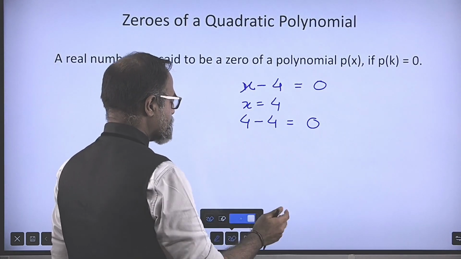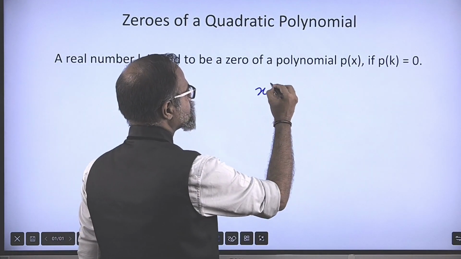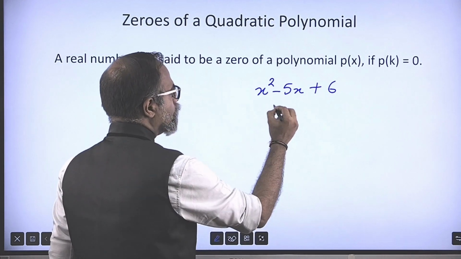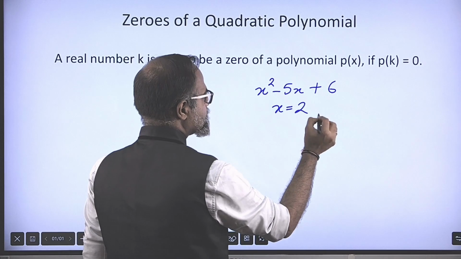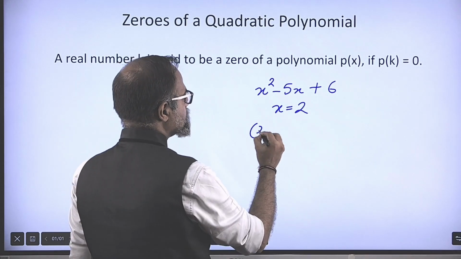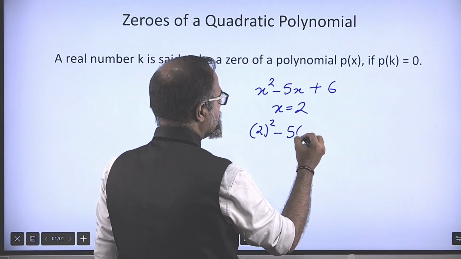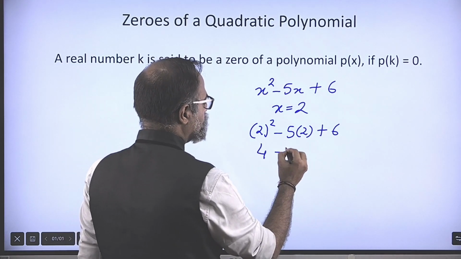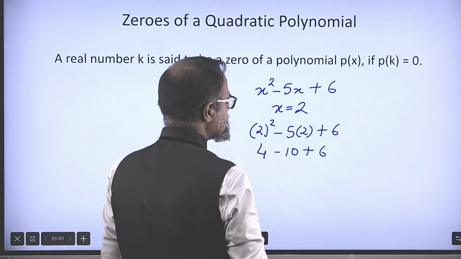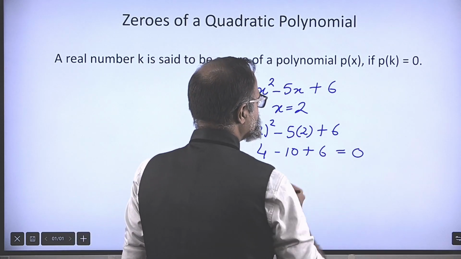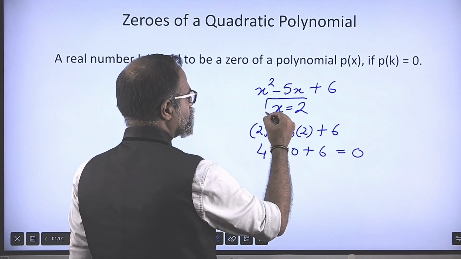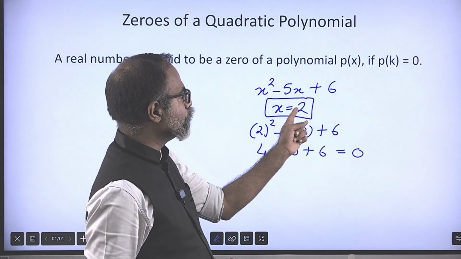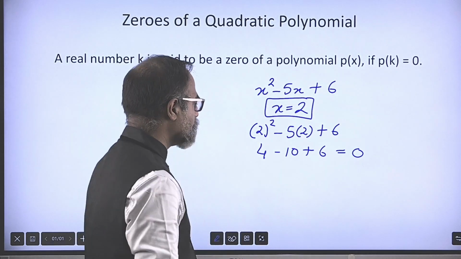Let's take another example. Let's say x square minus 5x plus 6. What happens if I take the value of x as 2? This becomes 2 square minus 5 into 2 plus 6, that is 4 minus 10 plus 6, which is equal to 0. So the value x equal to 2 gives the value of the polynomial as 0. Therefore, 2 is a zero of the polynomial.